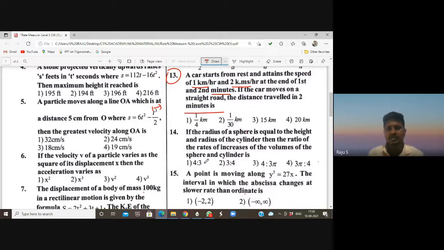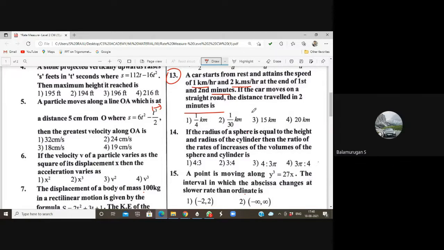Yes, students, what shall we do here? I think this is purely physics, the question is related to physics actually. Okay, what shall we do, students? Sir, can we use the sum of an arithmetic progression, sir?